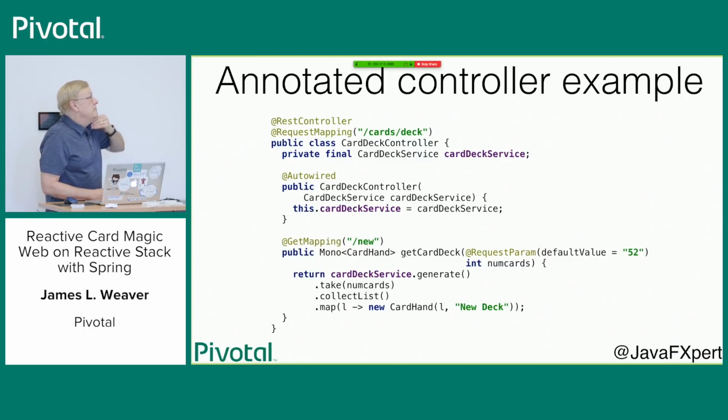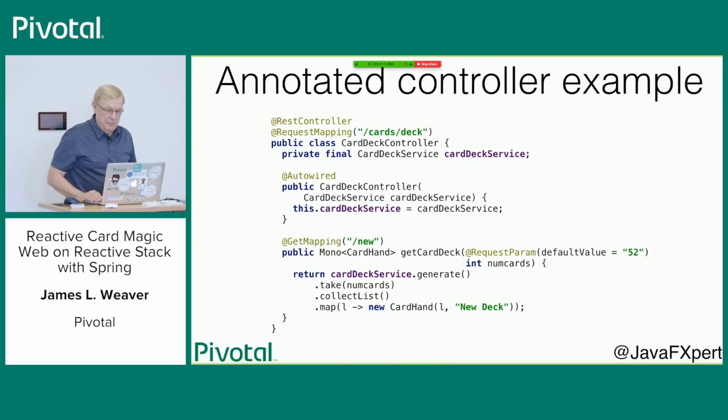Here we're injecting a card deck service into it. And then we're getting a mapping. So we're saying, okay, the endpoint is going to be /new on top of cards and deck. And we have a method, getCardDeck, that is going to fulfill that request. It's the method that actually gets called when you hit that endpoint. And then we can say, okay, what are the request parameters? Well, one of the request parameters is num cards. How many cards do I want? The default being 52, like in a deck. But we could override that if we wanted to in the get request.